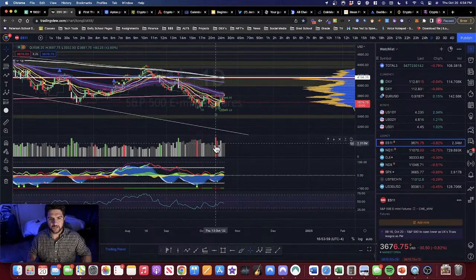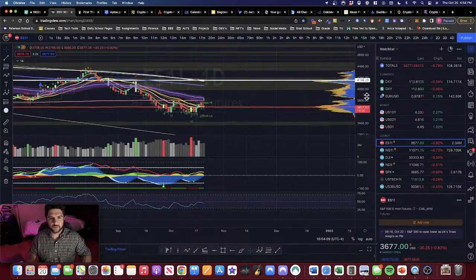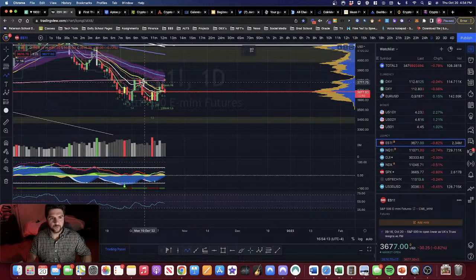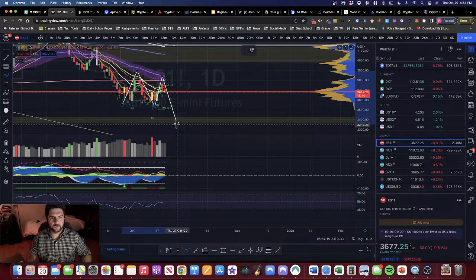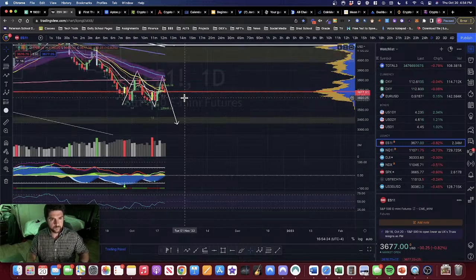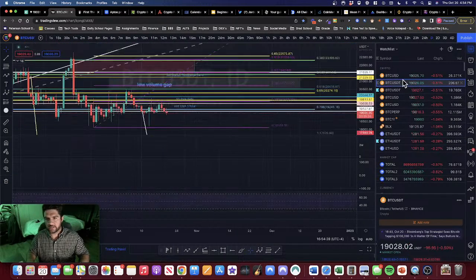Look at this. Short. The man is short from here. Just goes to show you. And look at what you printed on your futures. You print in a beautiful M formation. Back down. Probably going to take this vector here. All right. So that's that.